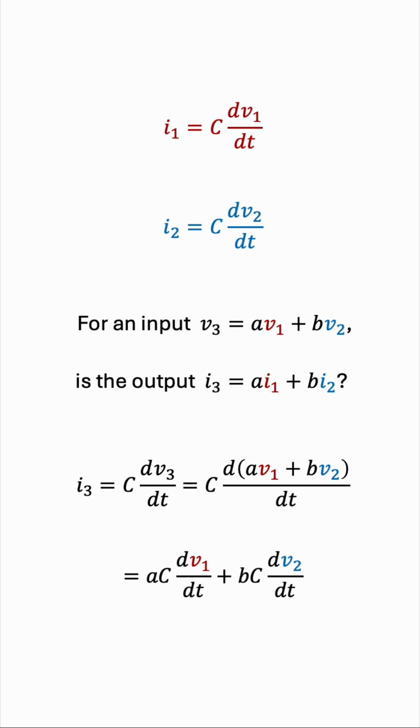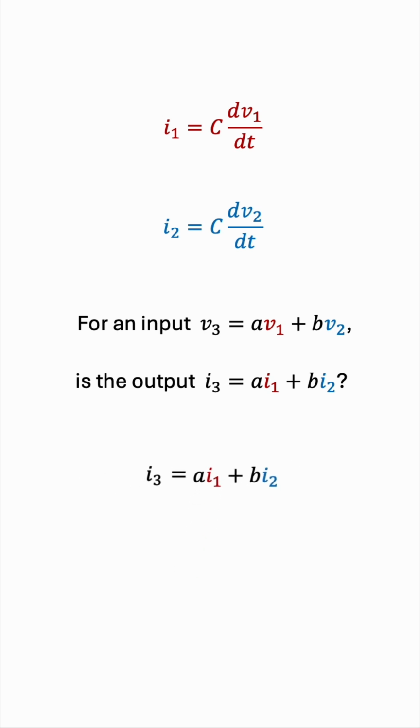And notice that the red part is precisely I1, and the blue part is I2. So I3 is indeed A I1 plus B I2. So it turns out that the capacitor is linear.